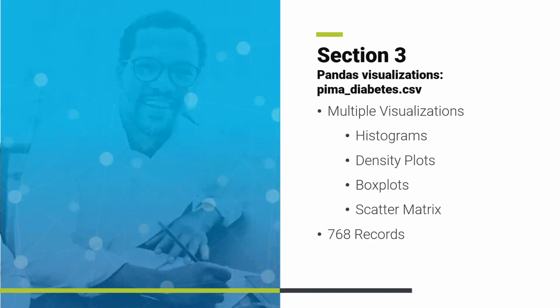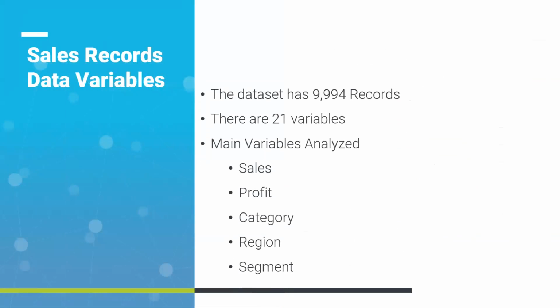In the third section, we will be analyzing sales records 1 CSV file utilizing Tableau. 2 visualizations were created to help analyze sales and profit. The scatter plot visualization was selected due to it being an effective way to visualize multivariate data points. The dataset has 9,994 total records. There are 21 variables total. For this initial analysis, we utilized 5 of those variables.